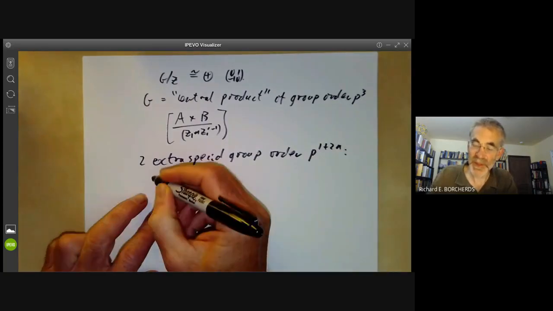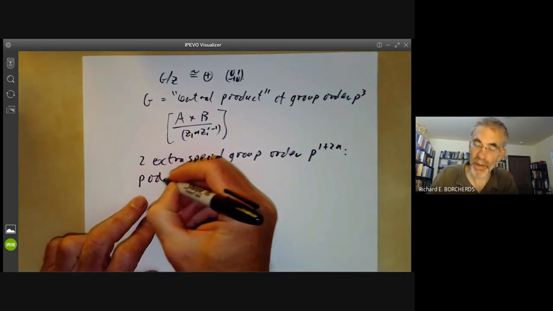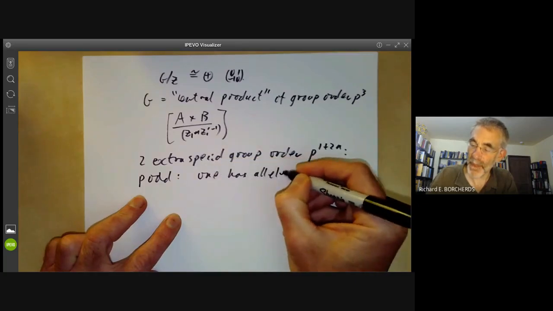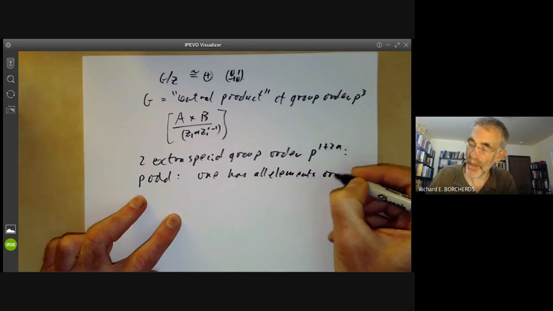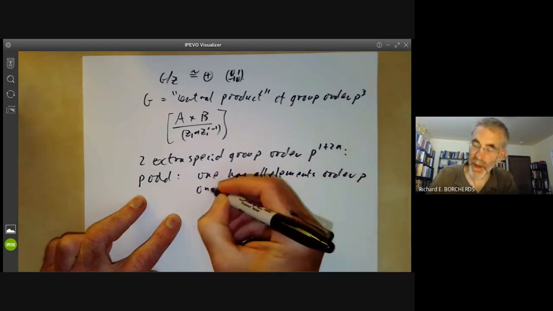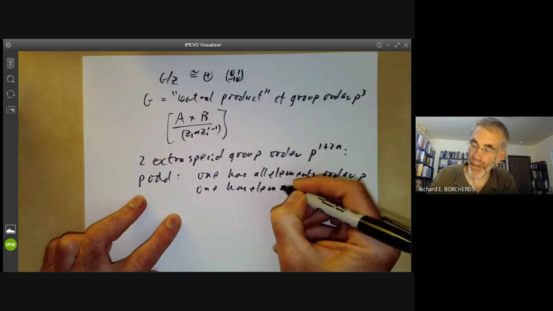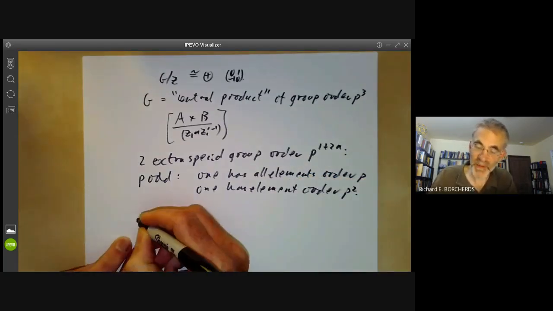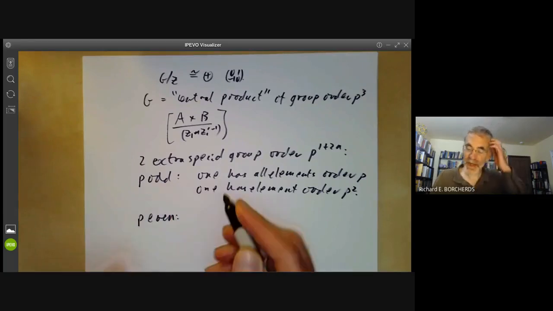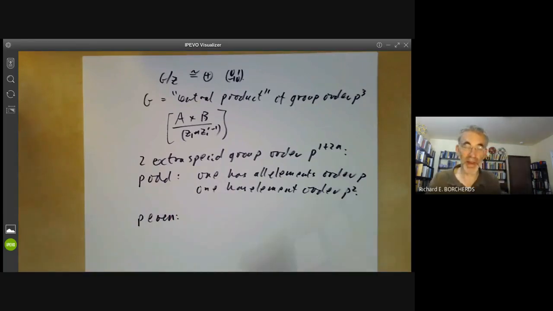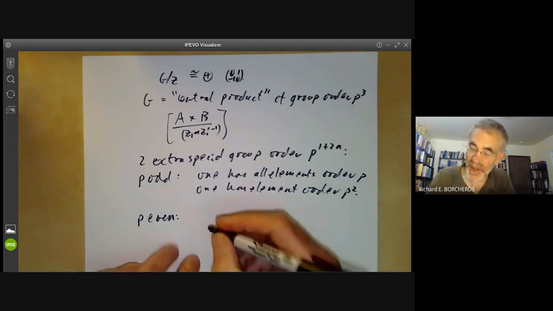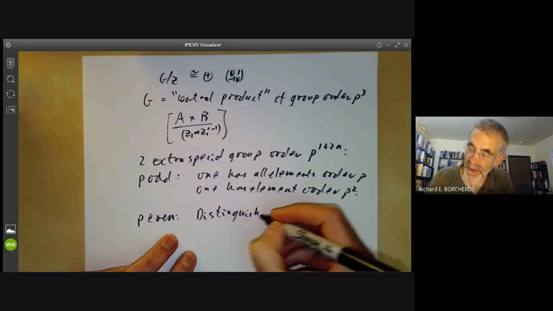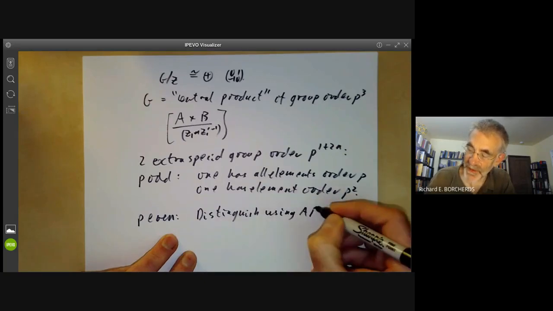And these can be distinguished as follows. For p odd, one has all elements of order p, and one has an element of order p squared. So for p even, we again get two groups, but you can't distinguish them like this because both always have elements of order p squared. And you can distinguish them using the Arf invariant.